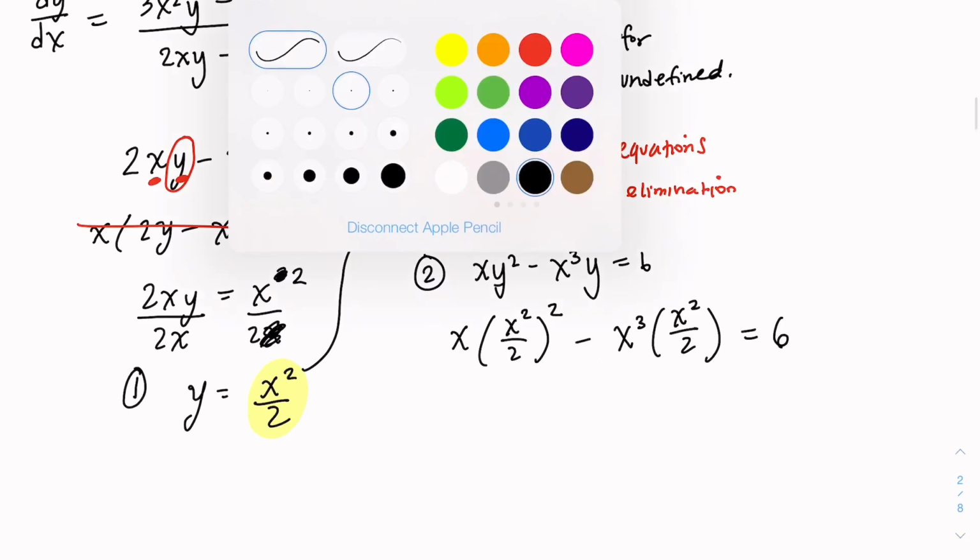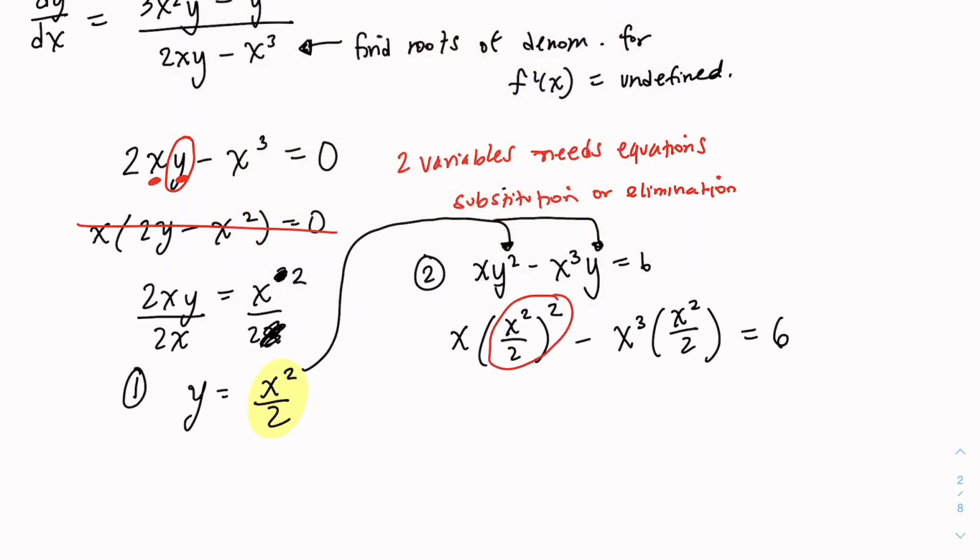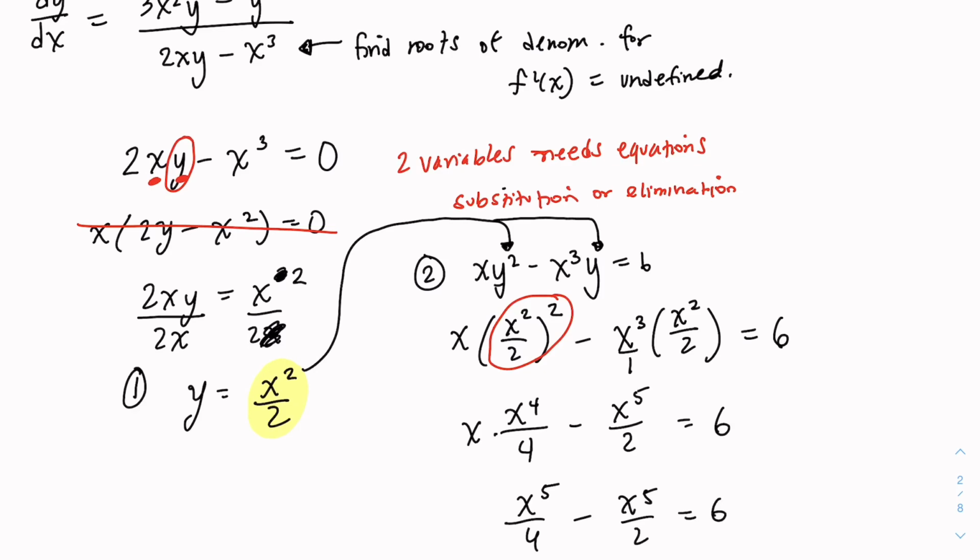Okay, so one step at a time. X squared squared is x to the 4th. And 2 squared is 4, and that's times x. Minus, putting this over 1, multiplying straight across, I get x to the 5th over 2 equals 6. So I have really x to the 5th over 4 minus x to the 5th over 2 equaling 6. Now I want to clear my fractions, so I'll multiply every term by 4 so I have no more denominators left over. This will leave me with a 2 in front, and that becomes 24.